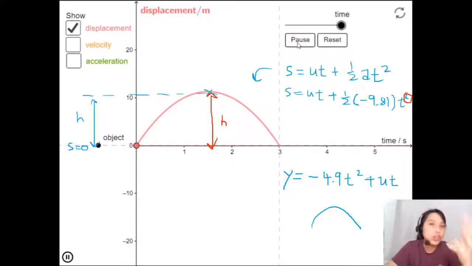So learn to draw these three graphs for any kind of scenario. You need to stop and think, displacement where? Displacement up, positive. So go up is positive, if you define ground as 0. That's how we can draw the three graphs.